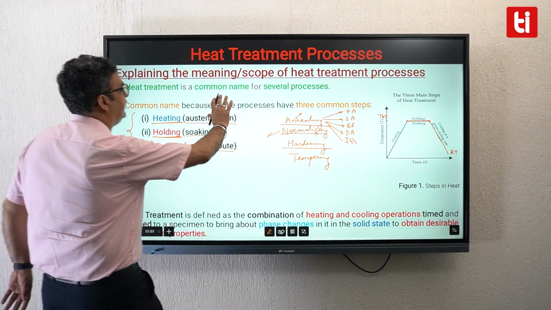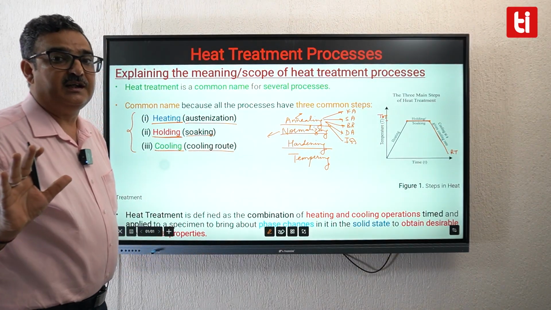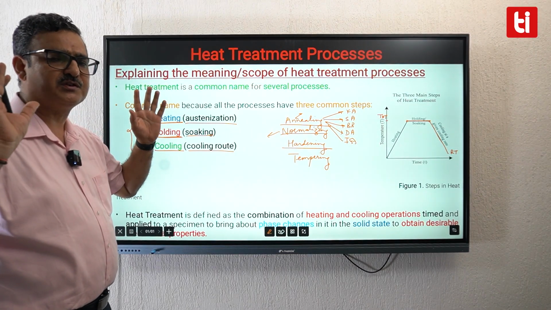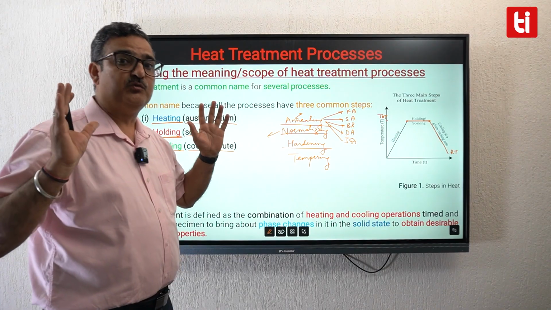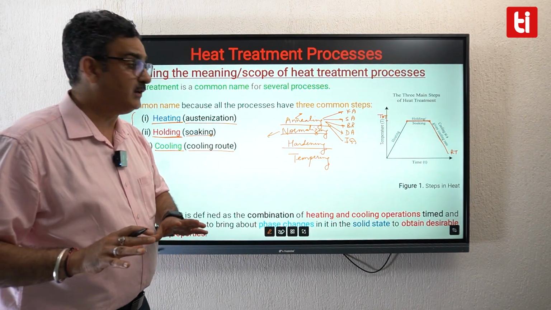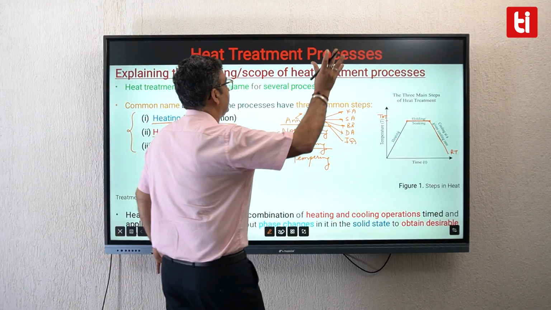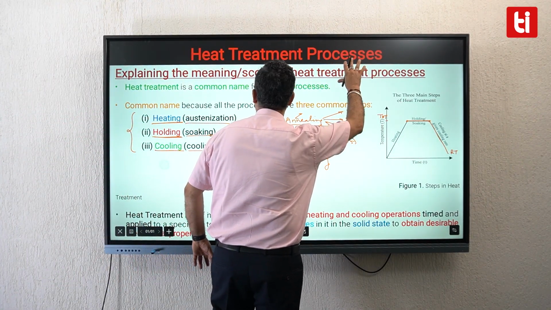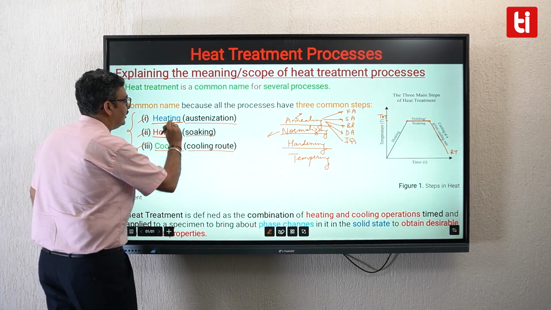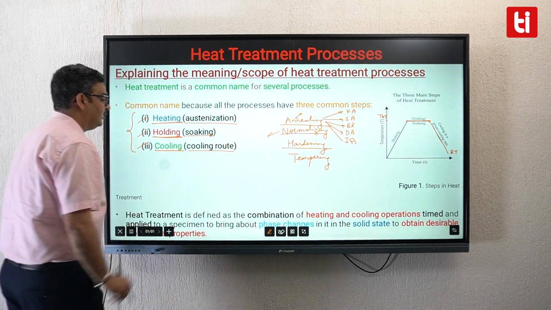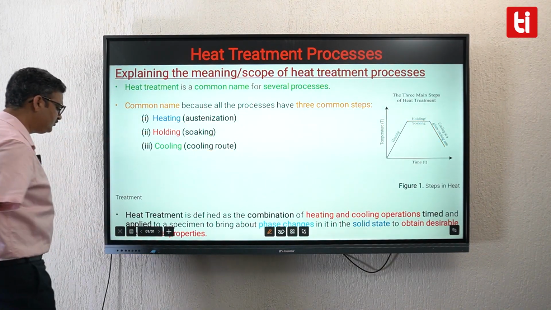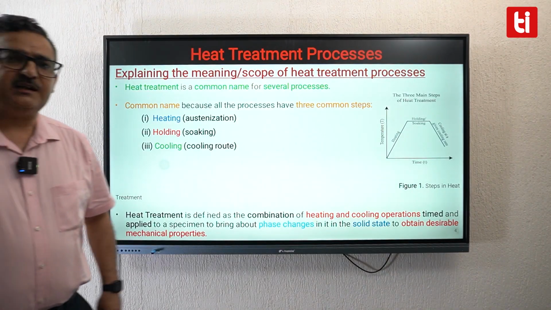But why is heat treatment not a single process? It's a common name given to several processes. Every heat treatment process might have a different function to be performed, different mechanical properties to be induced in the steel component to which they are being given. But then why have they been clubbed and put into this single basket called heat treatment? Because they follow the same steps: heating, holding, cooling, austenization, soaking, cooling.